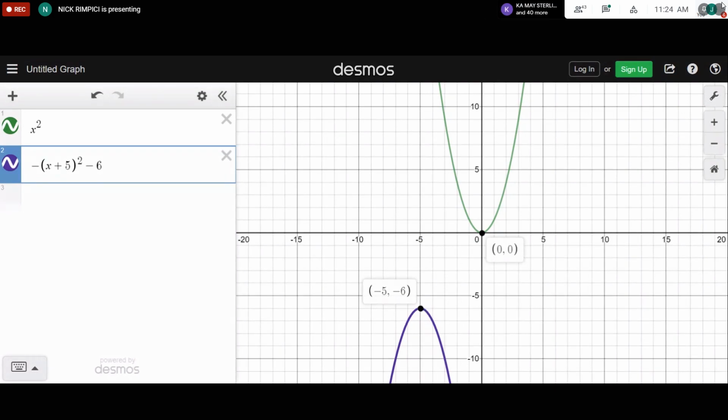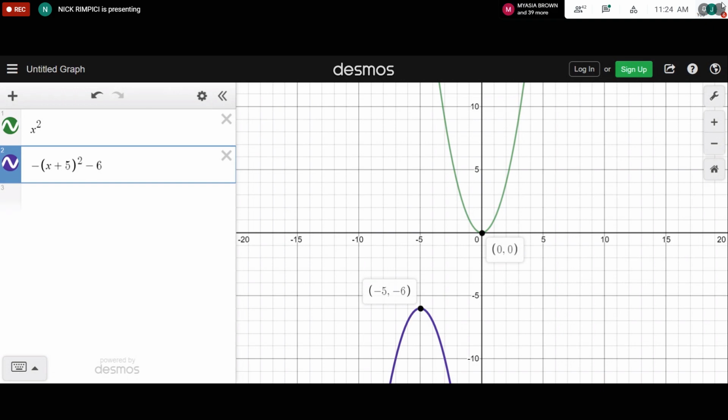So let me do that. I'm going to say that it's reflected. I'm going to bring you back to the notebook in a minute. Reflected in the x-axis. Then it was shifted 5 units, you can see it left, and also shifted 6 units down.